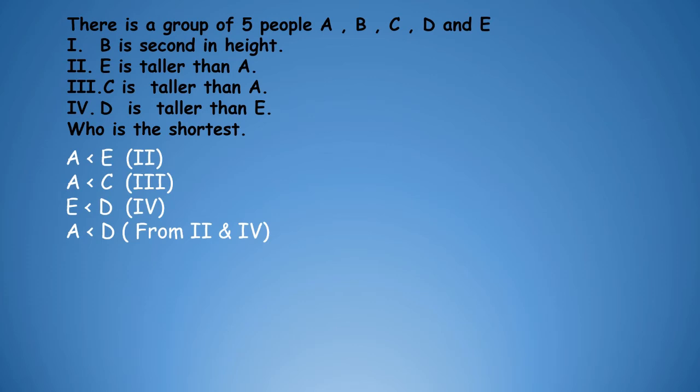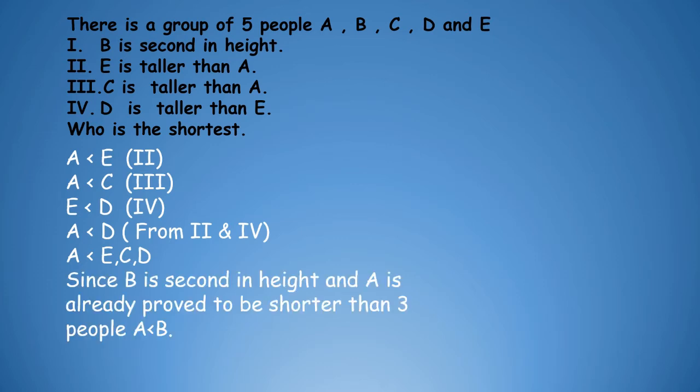So till now we have proved that the height of A is less than E, C and D. And from the first statement we know that B is second in height, meaning there's only one more person taller than B. So A is already proved to be shorter than 3 people. So clearly the height of A is less than that of B. And since the height of A is proved to be less than that of B, C, D and E, the answer is A is the shortest. Moving towards the next question.